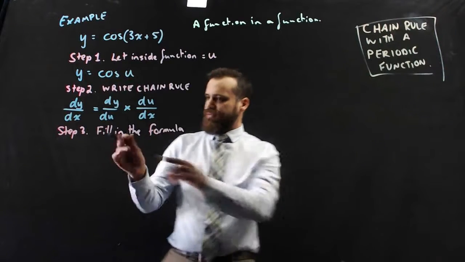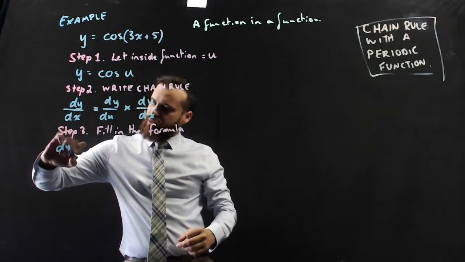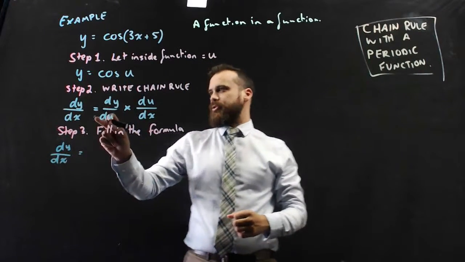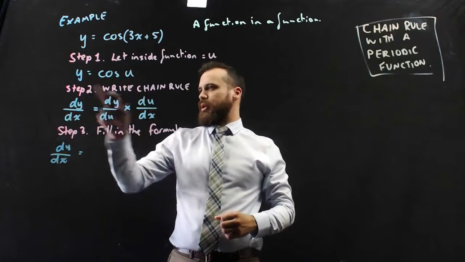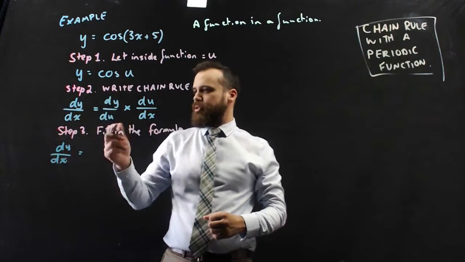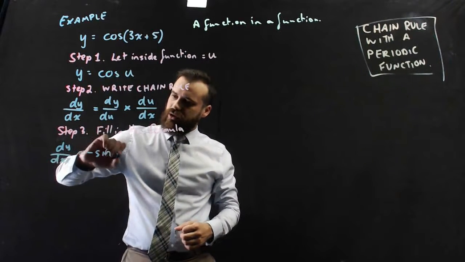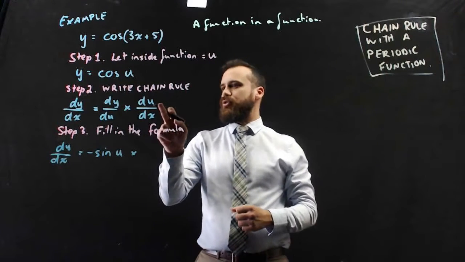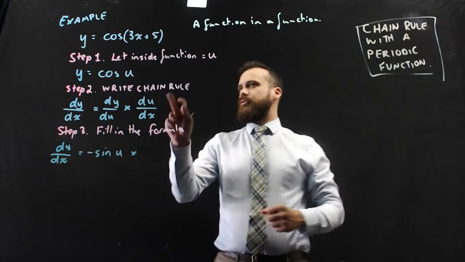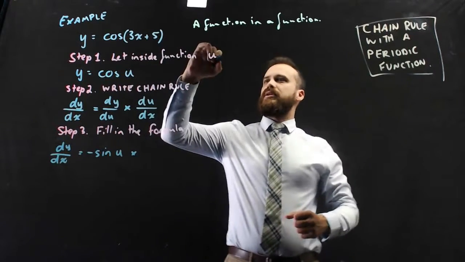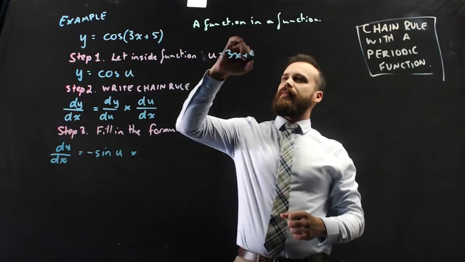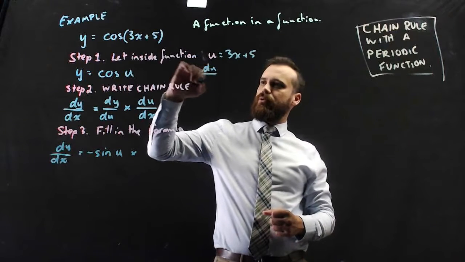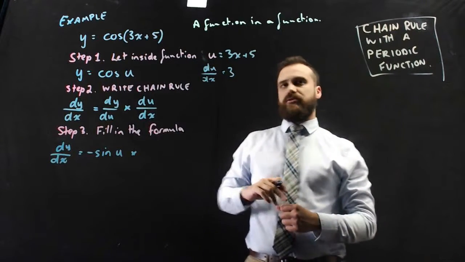Alright, so from here we fill in the formula. So the derivative of y with respect to x is going to be equal to the derivative of y with respect to u. Here's y with respect to u. So the derivative of y with respect to u is going to be negative sine u. And then we multiply it by the derivative of u with respect to x. Now we already said that u is equal to 3x plus 5. So the derivative of u with respect to x is just 3.